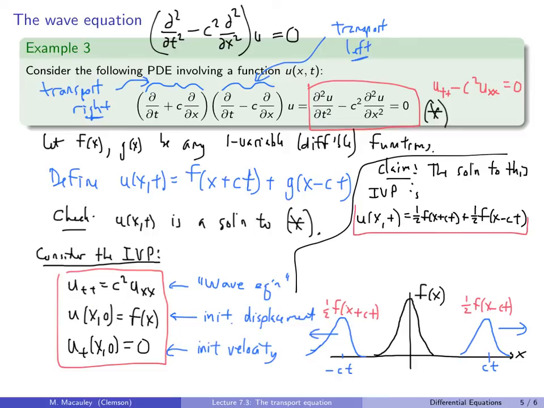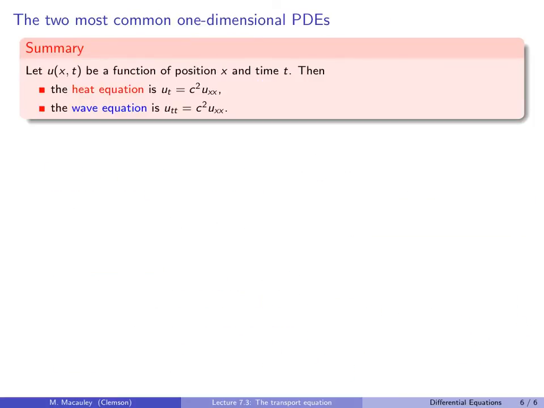I'm not going to do all the details, but it's just an exercise involving the chain rule, nothing complicated. And hopefully it should match our intuition, that the solution at any time t, we have half of the initial wave out here and half of the initial wave out here traveling to the right at speed c. So to summarize, if we have a two-variable function of position and time, then the heat equation is this PDE and the wave equation is this PDE.